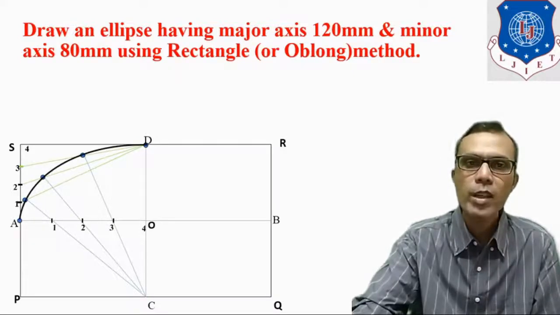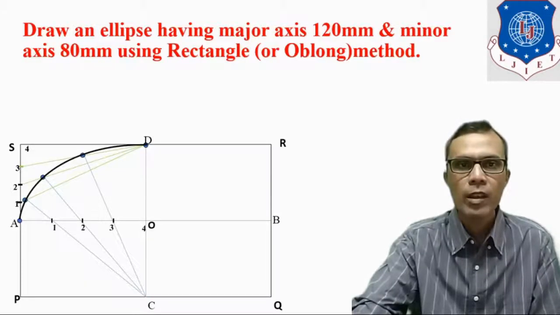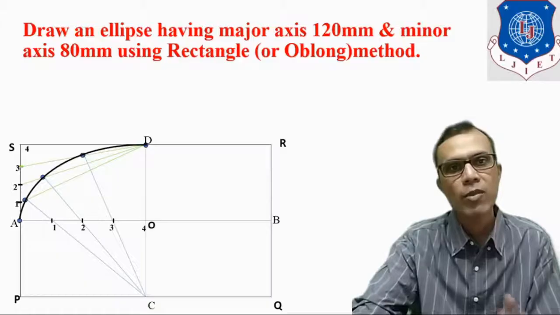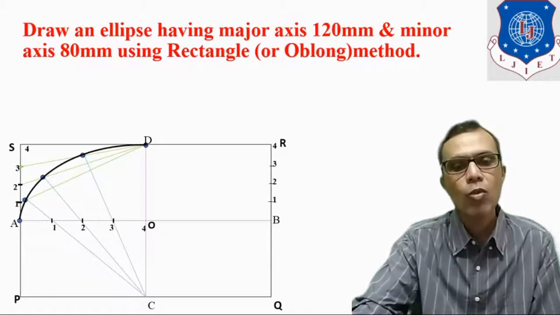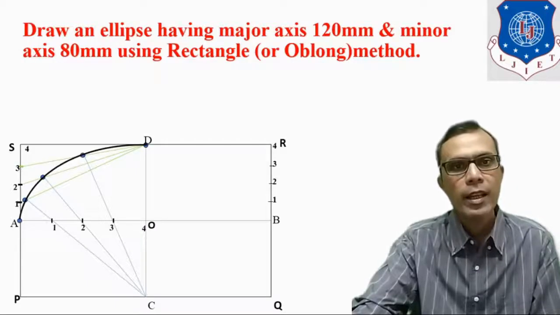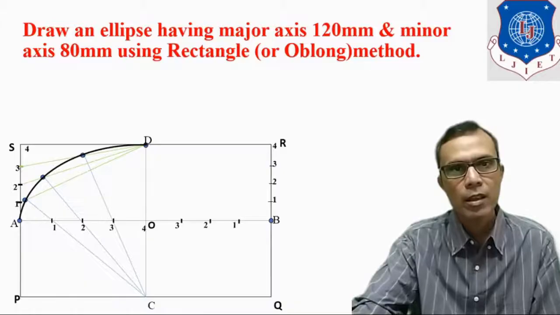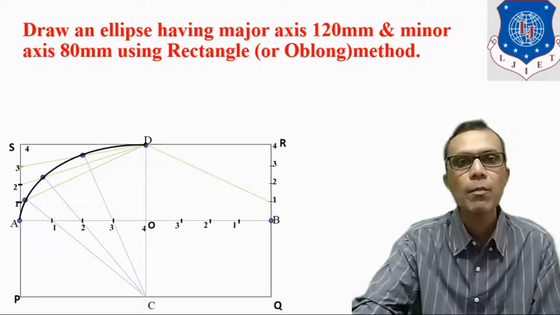Then we have to join all these points with a smooth freehand curve. So one quarter part is completed. For the next quarter we have to apply the same procedure. So consider now OB and BR and divide them into the same 4 equal parts. Again consider D point. Join D point with division numbers 1, 2 and 3.